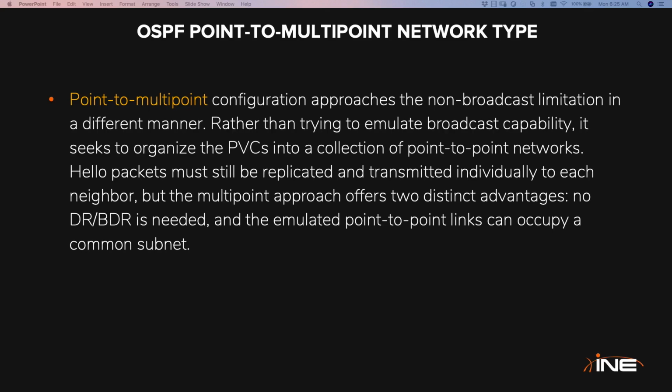Then we have point to multipoint network type. Point to multipoint configuration approaches the non-broadcast limitation in a different manner. Rather than trying to emulate broadcast capabilities, it seeks to organize the PVCs into a collection of point-to-point networks. Hello packets must still be replicated and transmitted individually to each neighbor, but the multipoint approach offers two distinct advantages. No DR and BDR is needed, and it emulates point-to-point links and can occupy a common subnet.